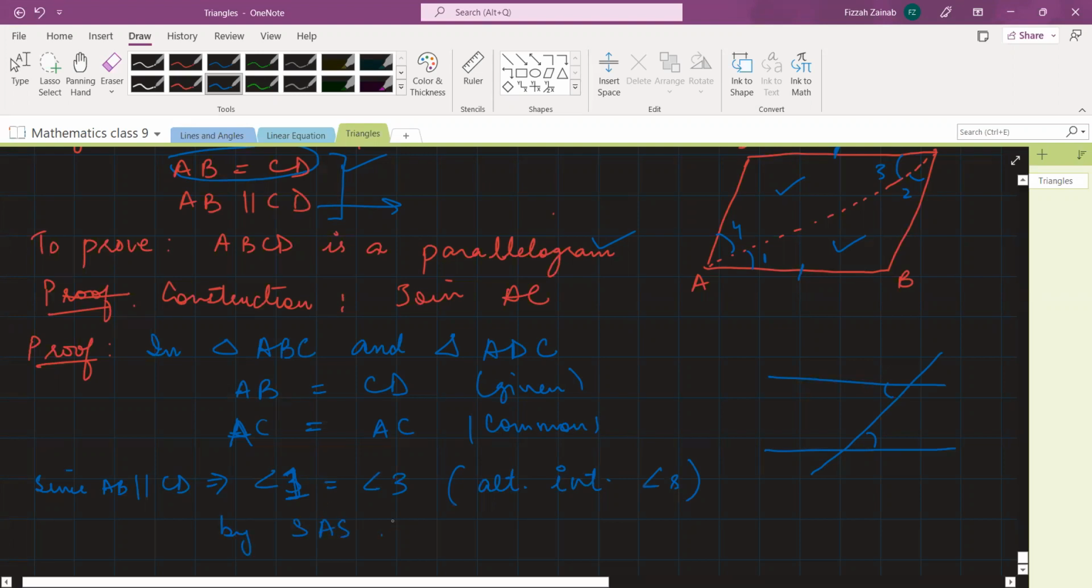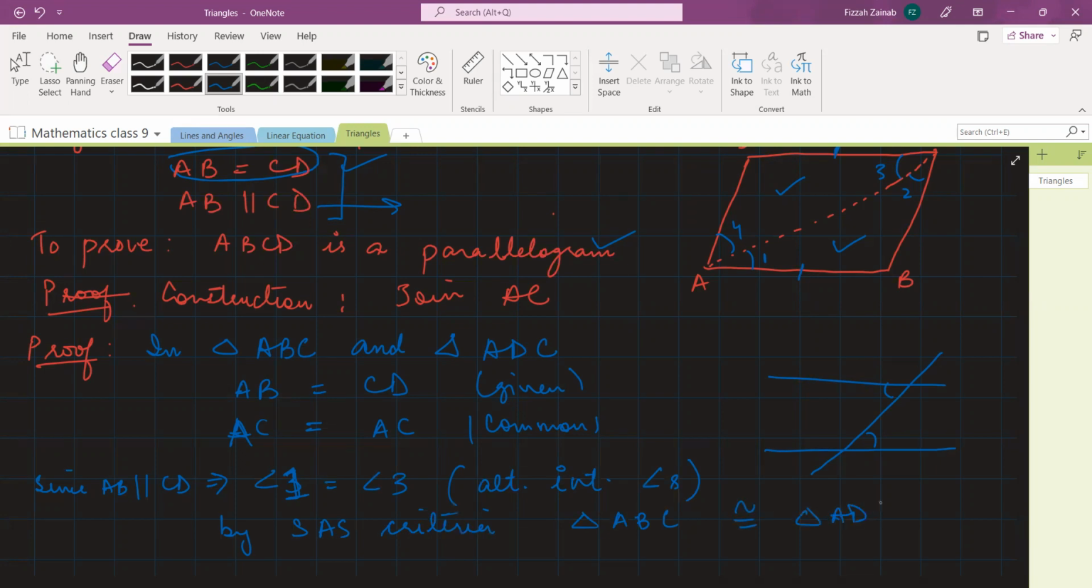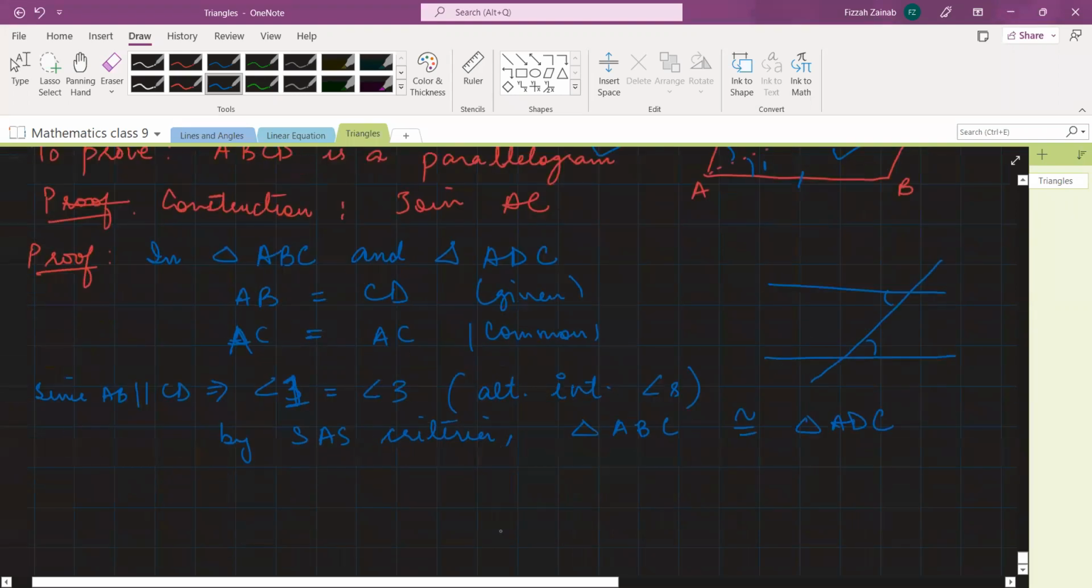So by SAS criteria, triangle ABC is congruent to triangle ADC, right? And by CPCT, we can say that angle 2 is equal to angle 4. Understand?